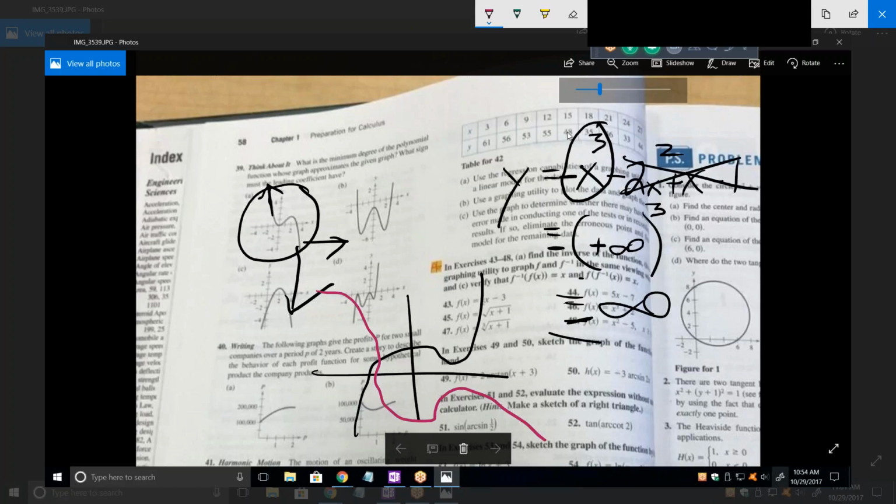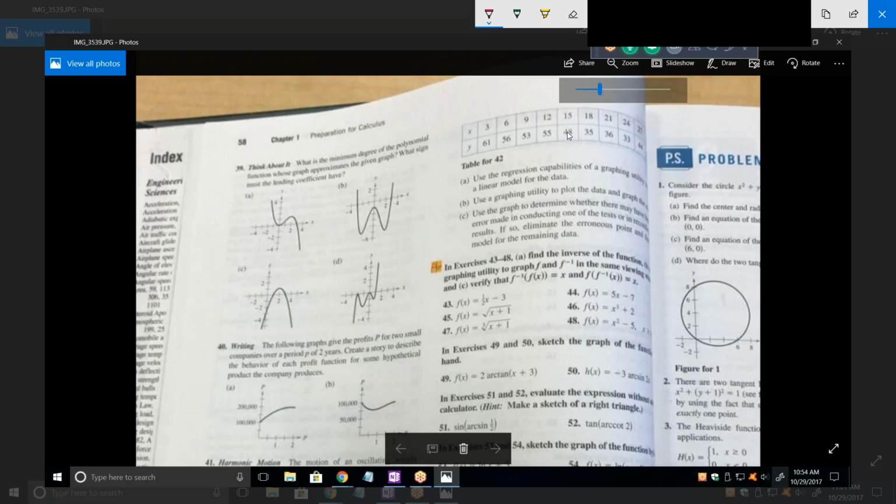Now, let's go to B. Here, we notice a quartic, so we know y equals x to the fourth plus whatever. We don't care what the whatever is. The only thing we care about is that. And what is its leading sign?